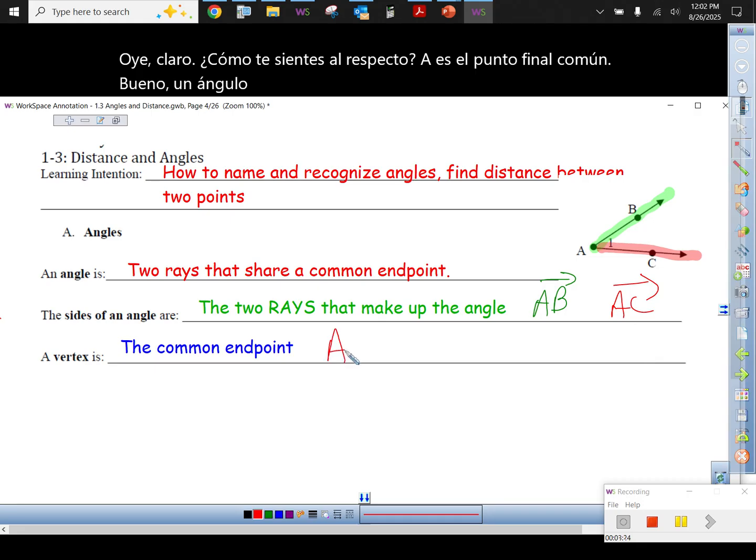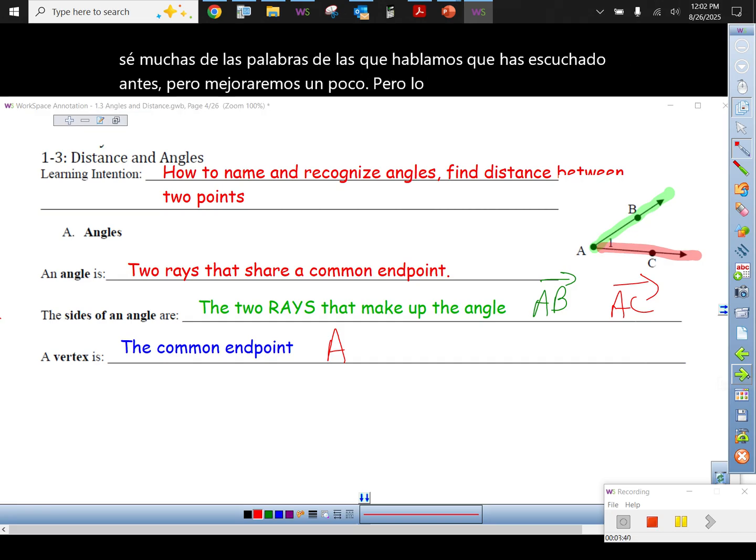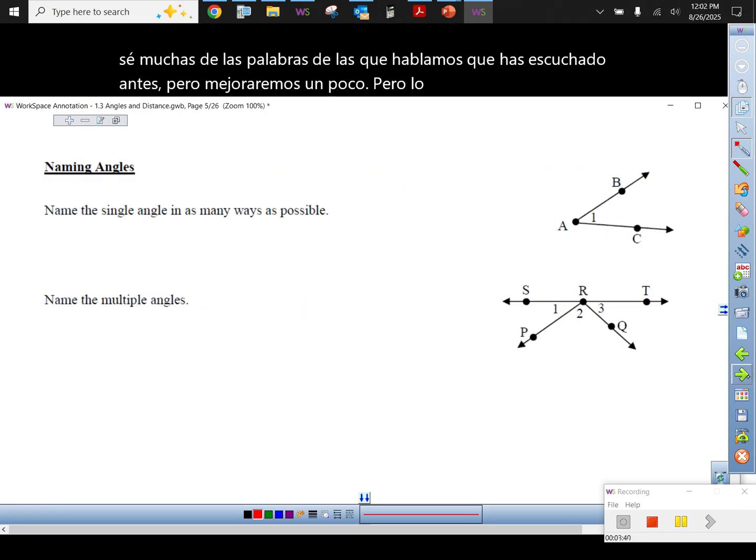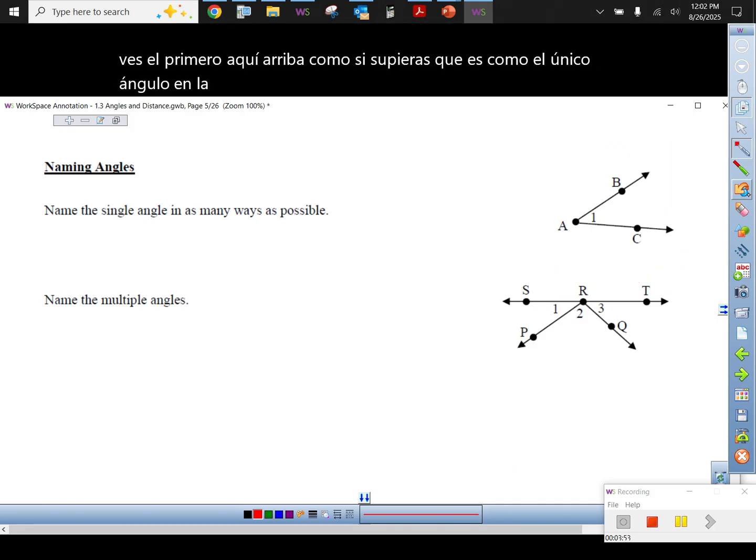A lot of the stuff we're talking about today you may have heard of before. We're going to fine-tune some of the knowledge that you already know. I definitely know a lot of the words you've heard before, but we'll get a little bit better. But the hardest part, besides finding an angle in the picture, is naming an angle. There are two different types of angles. You have a single angle. If you see the first one up here, it's the only angle in the picture. That's actually not that bad to name.